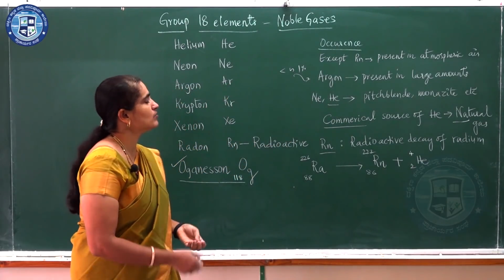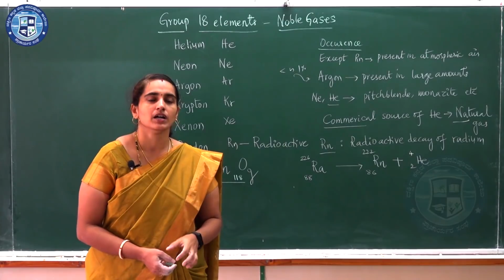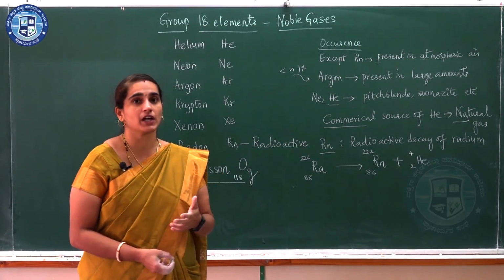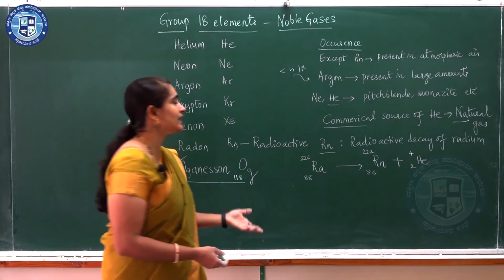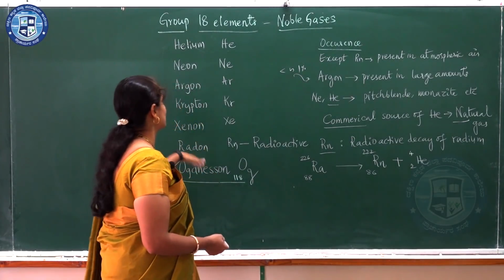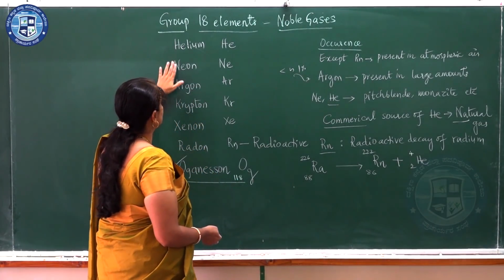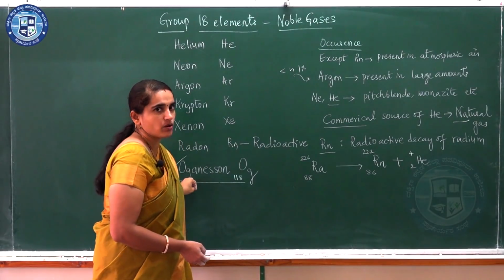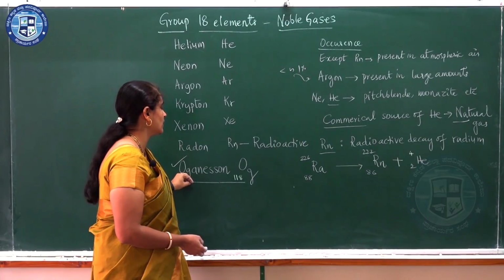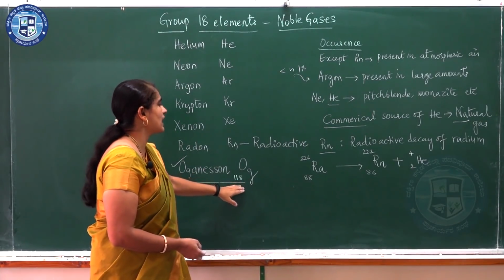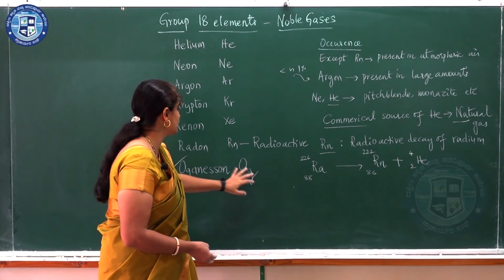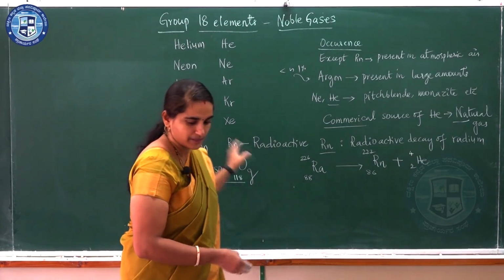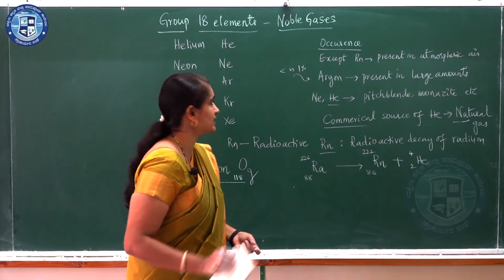Next, we shall move on to the physical properties or periodic properties. How do they vary for these noble gases? Remember the names: helium, neon, argon, krypton, xenon, radon and the new element oganesson. The last element in the periodic table with atomic number 118 is Og, which is oganesson. Next, we shall continue with some properties.